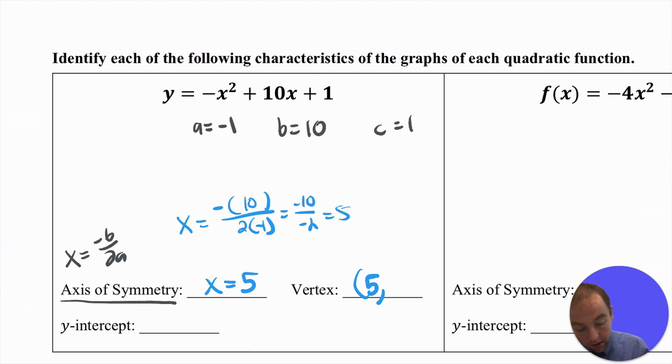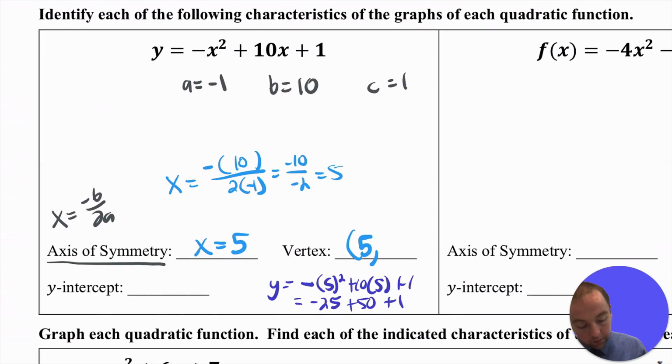Then you can just plug that 5 into the equation to find the corresponding y value. So if you do negative of 5 squared plus 10 times 5 plus 1, that's going to equal the corresponding y value. If you simplify that, you get negative 25 plus 50 plus 1, and then go from left to right. So you get positive 25 plus 1, and that gives you a final result of 26. So the ordered pair (5, 26) is where the vertex of this quadratic function, or this parabola, is located.